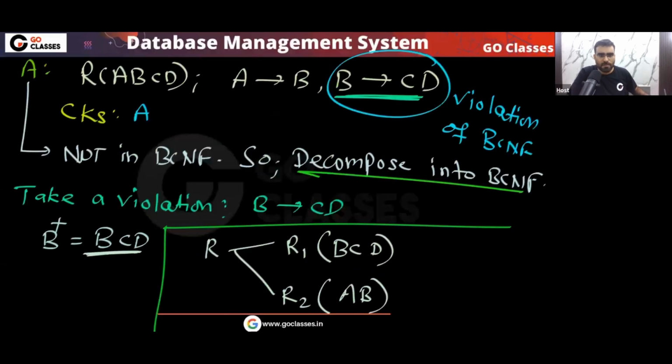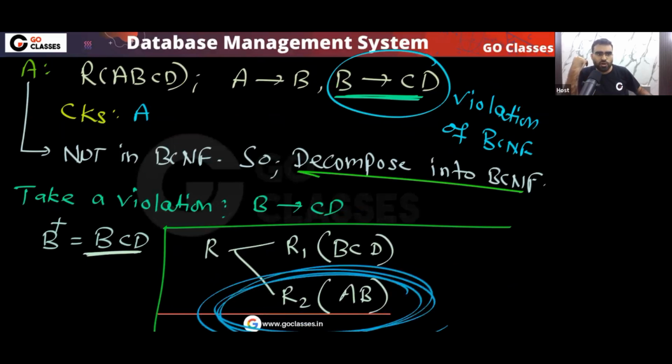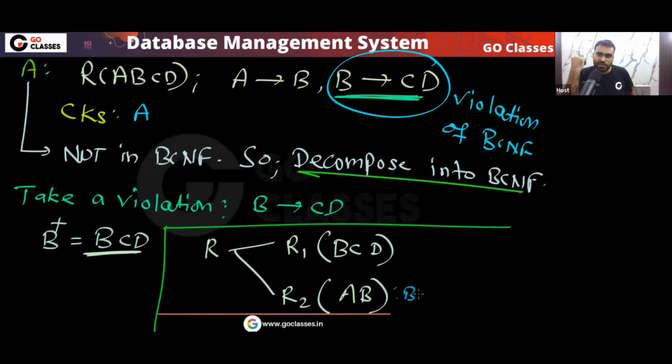So here you tell me, did we get BCNF? See, this is definitely in BCNF because it has only two attributes. Nothing to check. Every relation with two attributes is in BCNF. What about this one? Yes, this is also in BCNF, because in this R1 you only have this functional dependency. So you can see this R1 is also in BCNF, right?